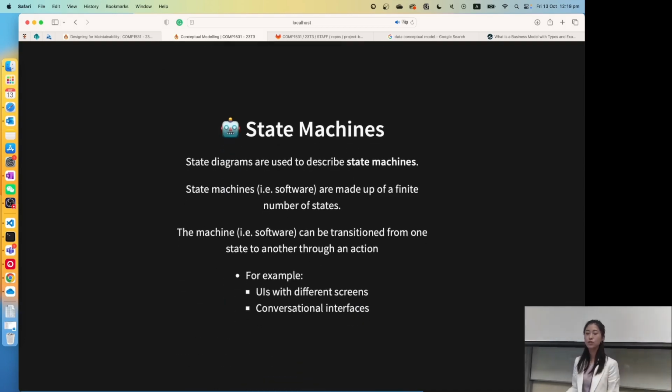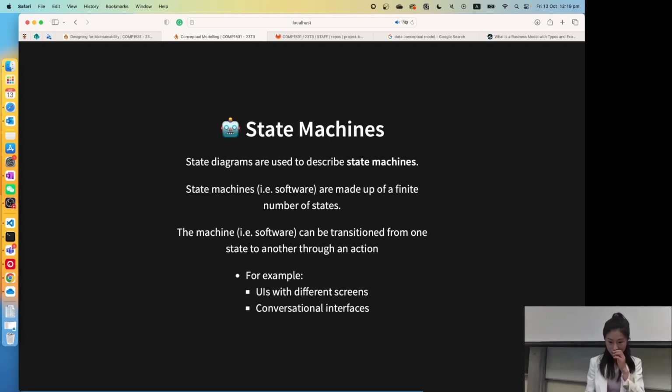So state diagrams are used to describe state machines. What is a state machine? State machines are made of a finite number of states, and software is one example of a state machine. There are other examples of state machines, like your car is a state machine, like your computer is a state machine. And software is one example of state machines. And state diagrams can be used to describe state machines, not only software.